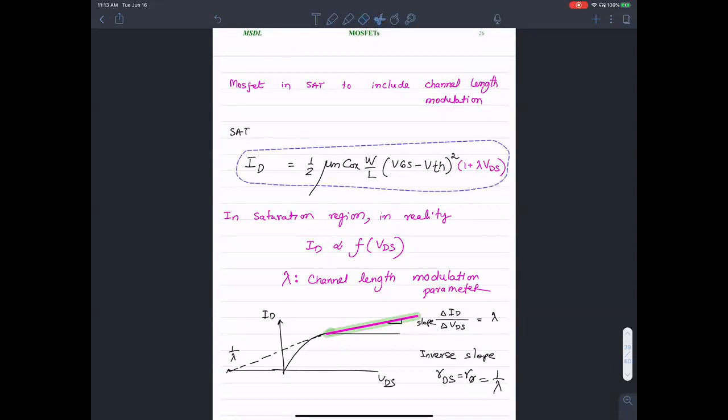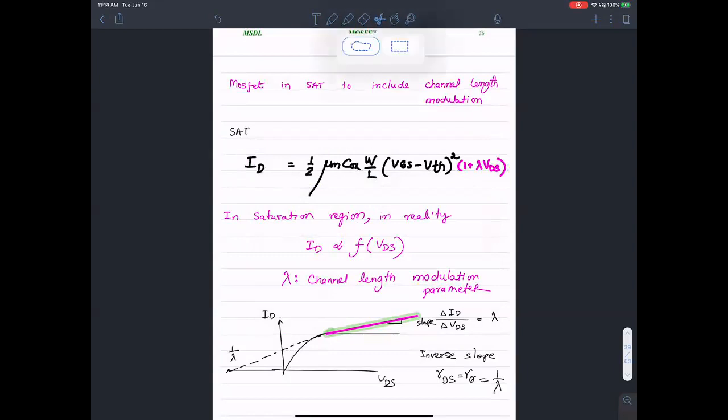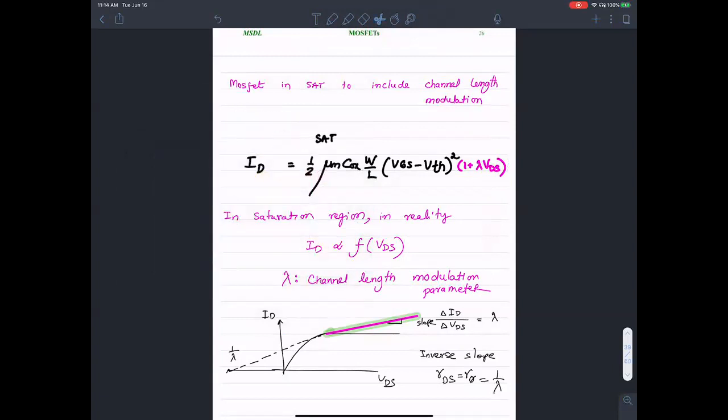Okay, so this is the enhanced ID-VDS curve in the saturation region. So this applies to the saturation region. The new equation for ID that we are going to use from here on out is ID is 1/2 mu n C oxide (VGS minus VTH) whole square times (1 plus lambda VDS), where lambda is called the channel length modulation parameter.